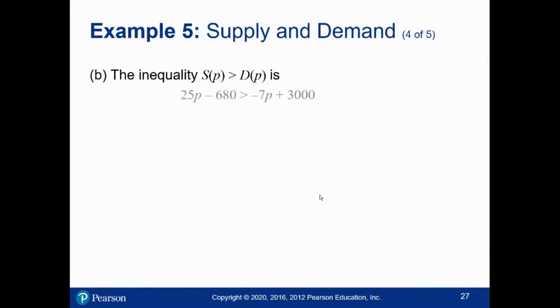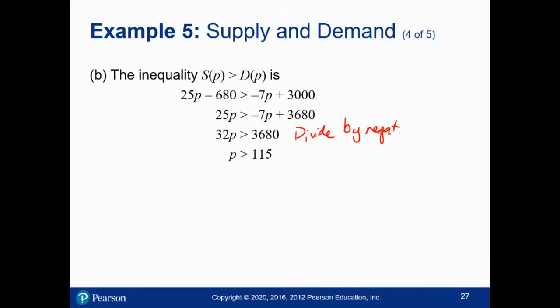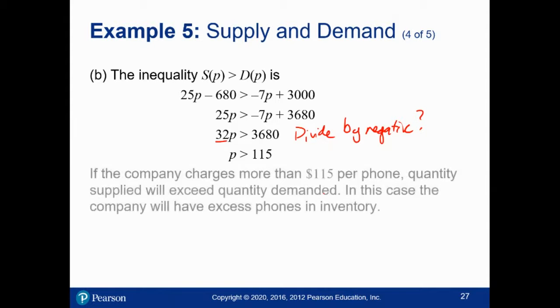Now if I want to solve where is one bigger than the other, instead of setting them equal, I say supply is bigger than demand. We go through the same steps, and now I divide by 32. I just want to caution you, when you divide an inequality, always ask, are we dividing by a negative number? If you divide by a negative number, remember you have to flip the inequality. In this example, we divided by 32, which is not negative, so we do not have to flip the inequality. So if we charge more than $115 for a phone, we'll have suppressed demand enough that people aren't going to want to buy the phones, and we'll have extra supply.